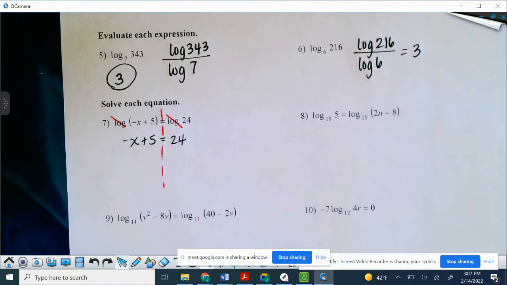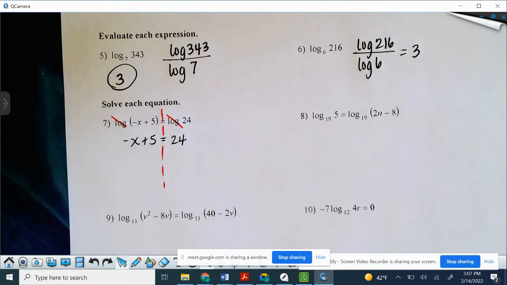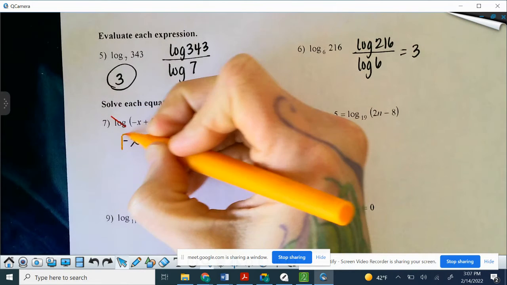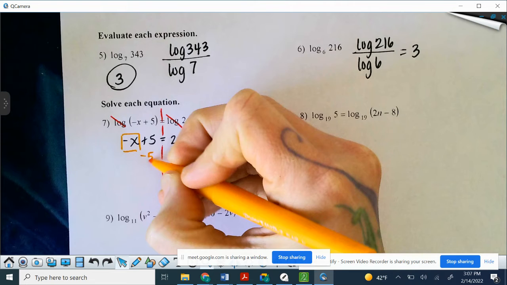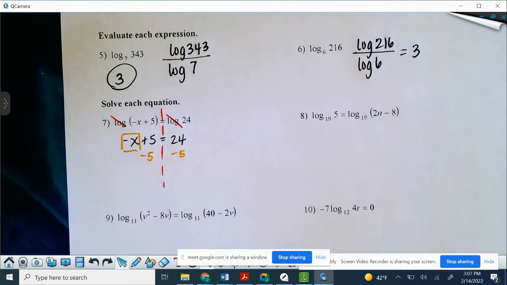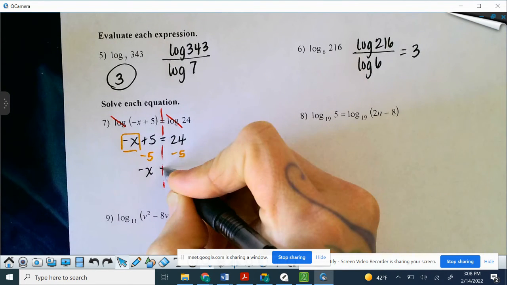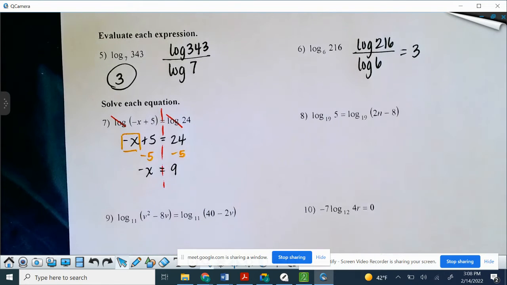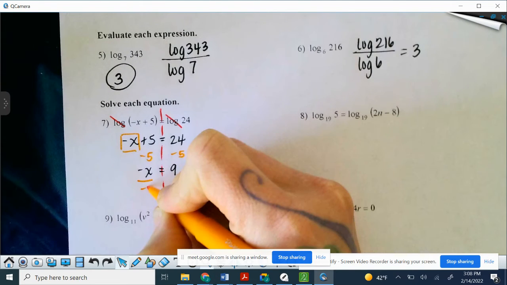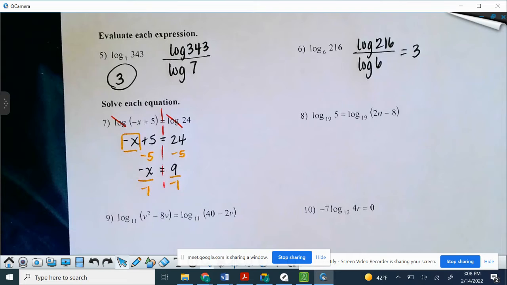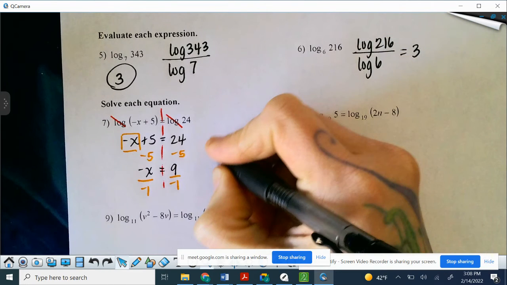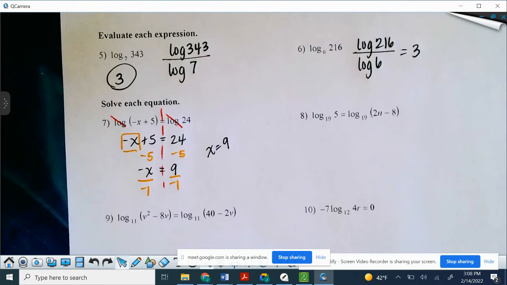So like in this case, we're going to hold on to that x. We're going to move the 5 by subtracting. Negative x equals 9. Can't leave x negative. Don't forget about that negative 1. So we're going to divide by negative 1. And in this case, x is going to equal negative 9.